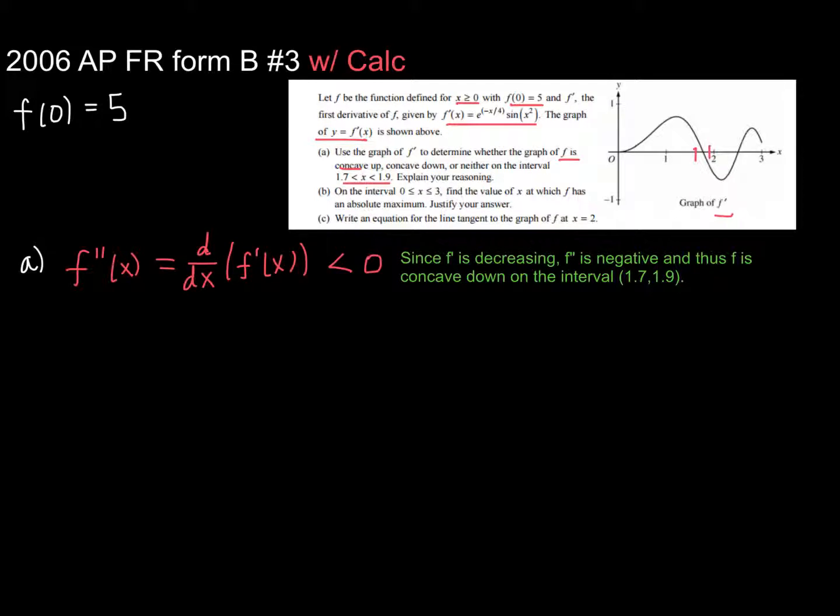So here's my answer written out. Since f prime is decreasing, f double prime is negative, exactly what I showed here, and thus f is concave down on the interval from 1.7 to 1.9.